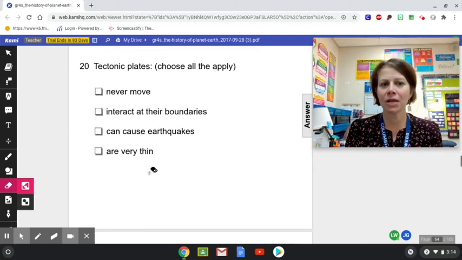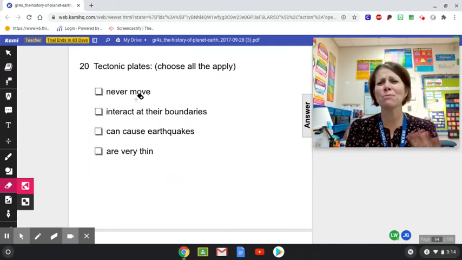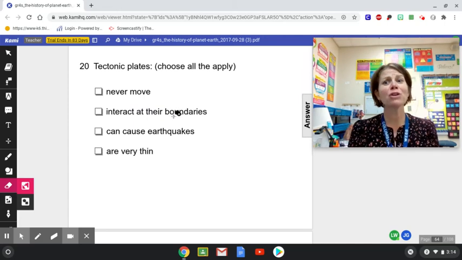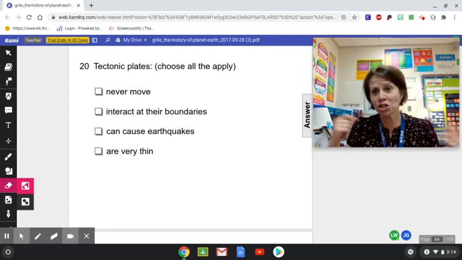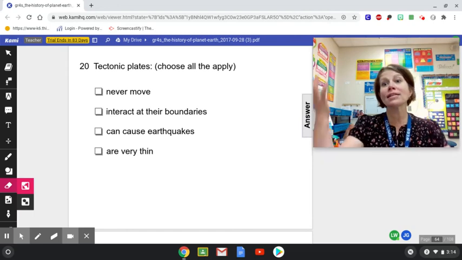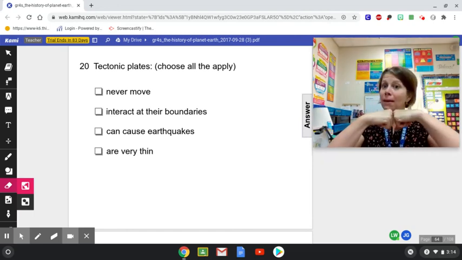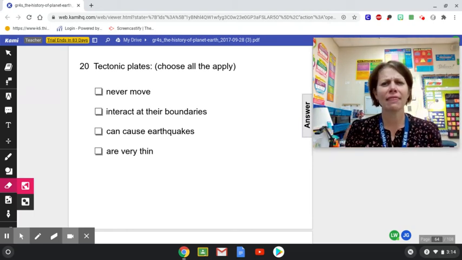So tectonic plates, let's see, do they never move? Do they? No, that's not the case. They move all the time. They interact with their boundaries. Oh yeah, earthquakes. We just talked about that. They can cause earthquakes.